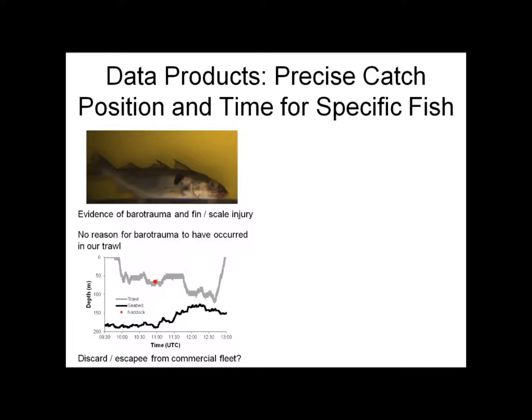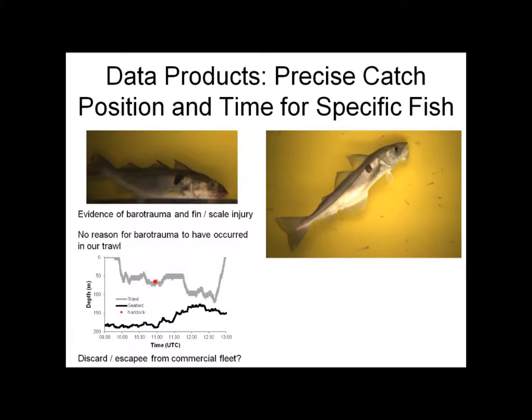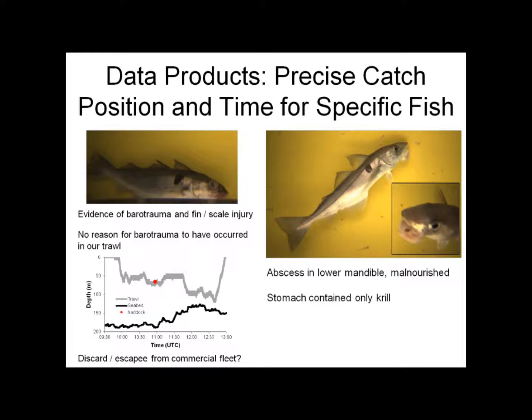when we know that the commercial fleet was catching haddock at the seabed? And then another ill haddock has a very large abscess in its lower mandible. And it's obviously a very malnourished fish if you look at the stomach fullness. The only thing that its stomach contained was krill, and the small flecks that are around it are in fact krill. So it was present in this significant krill layer.